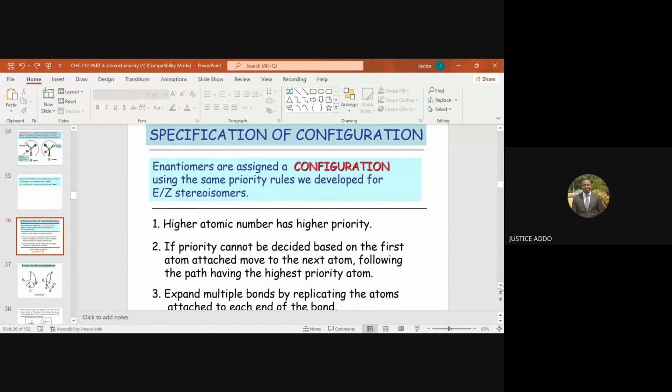So now we want to know, why do we start from 1 and move to 4? When you're able to identify the 4 groups around a chiral carbon, we normally will use what we call the Cahn-Ingold-Prelog convention to then assign an order of priority sequence using their molecular weight.